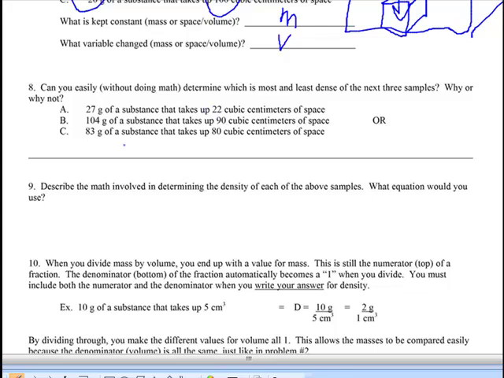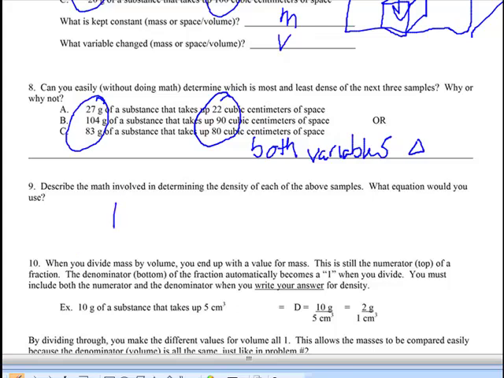27 and 22, 104 and 90, 83 and 80, both change. We have 3 different masses and 3 different volumes. So because both variables change, we can't quickly assess and figure out which is least dense and most dense. Both variables change. So we're going to have to do some math.